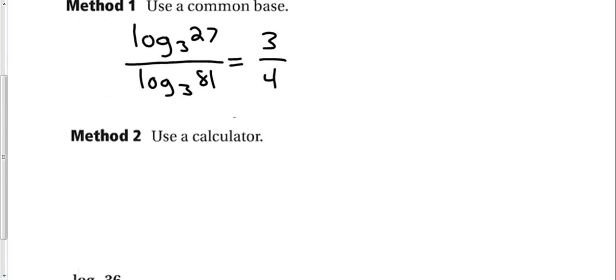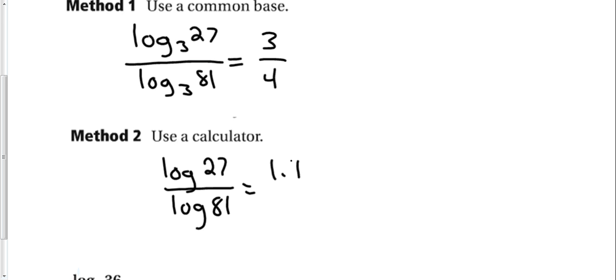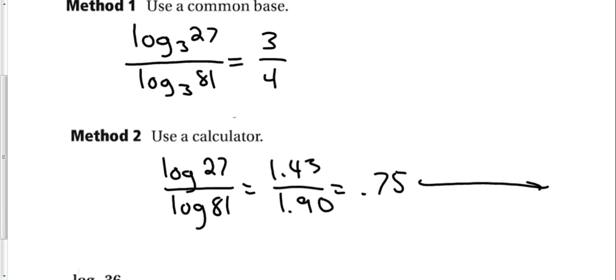If I want to use a calculator, I do the same thing. I put in the log of 27 over the log of 81. It's going to be a little more messy. 1.43 over the log of 81 is going to be 1.90 about. But when I divide these, I'm still going to get about 0.75. 1.43 divided by 1.9 is going to be about 0.75. A whole bunch of more decimals going on this way, but we get about the same answer.